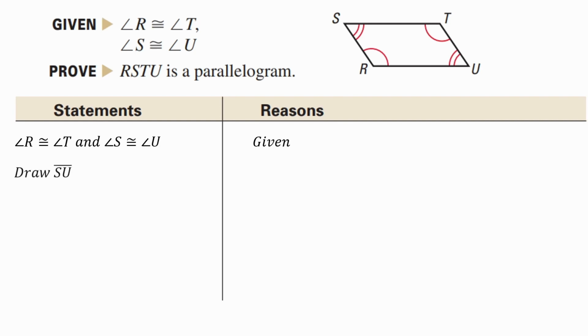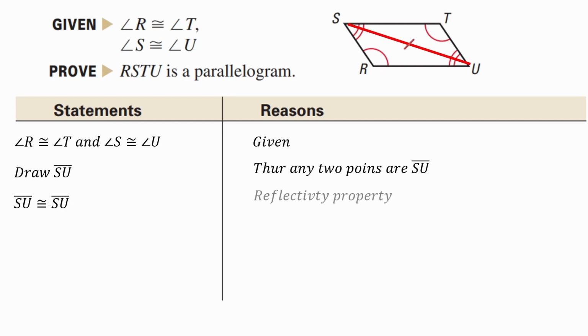So let's draw that line, the diagonal line of SU, and we know that between any 2 points, there is a line. There's that line. Now we can be given a congruent side here because the line SU is congruent to line SU. Okay, and that is just through the reflexive property.